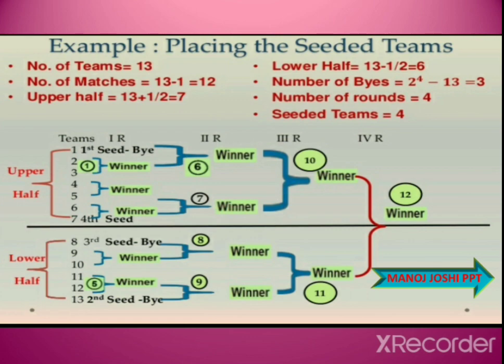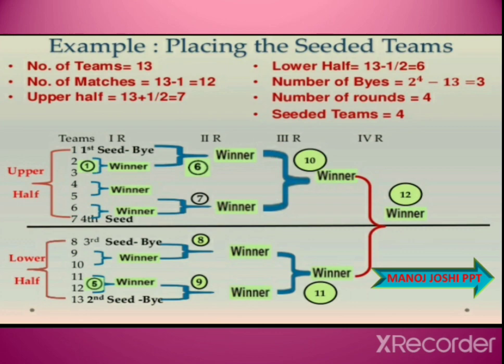Then the winner of the 6th match and the winner of the 7th match will play in match number 10. The winner of the 8th match and the winner of the 9th match will play in match number 11. Then the winner of match number 10 and the winner of match number 11 will play the final match.